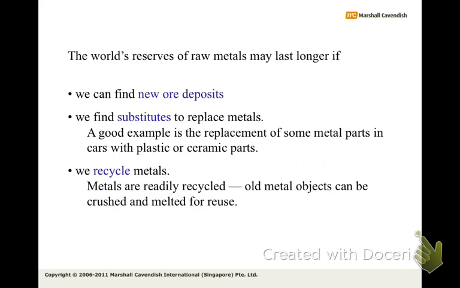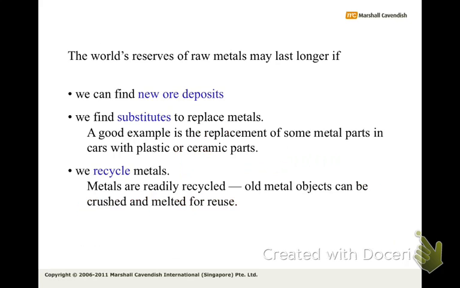It's a planet that is nearest to us. Moon is not a planet. Mars is the nearest planet. So hopefully we can find new ore deposits, so we can actually tap on that. And then obviously find substitutes to replace metals. Basically, don't use metals for all the things that we are using metals for now. Maybe you can use plastic, I don't know. Nowadays companies are actually trying to find out ways. This metal part doesn't need to use metals, use plastic or ceramic parts.